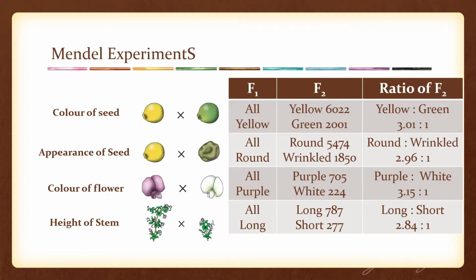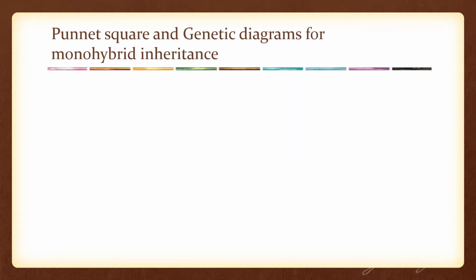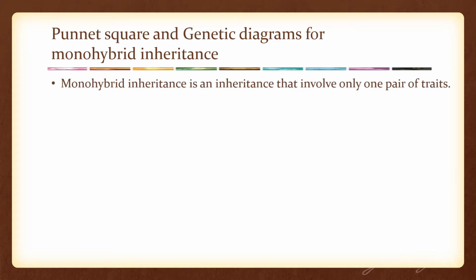Now that you have learned why the ratio is 3:1, we can learn how to represent them in words. To do this, we need to learn how to draw a Punnett square or a genetic diagram for monohybrid inheritance. Monohybrid inheritance is inheritance that involves only one pair of traits. If you go further, you will learn inheritance that involves more than one pair of traits. So for your secondary school, we are just concerned with one trait.